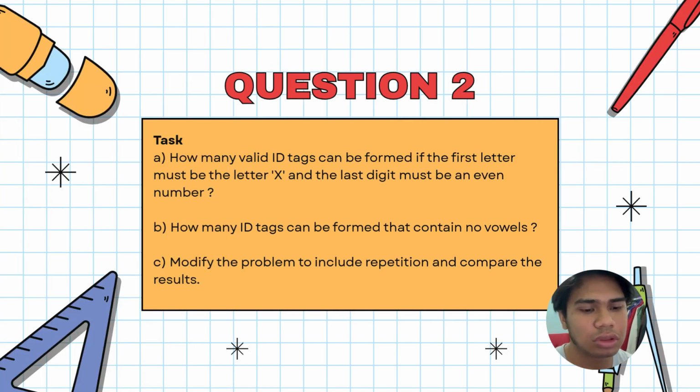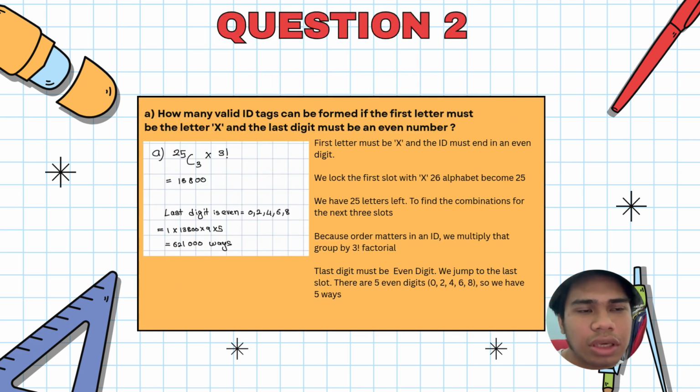We go to the question 2 tasks. The first task is how many valid ID tags can be formed if the first letter must be the letter X and the last digit must be an even number. B is how many ID tags can be formed that contain no vowels, and C is to modify the problem to include repetition and compare. So question A: how many valid ID tags can be formed if the first letter must be the letter X and the last digit must be an even number?